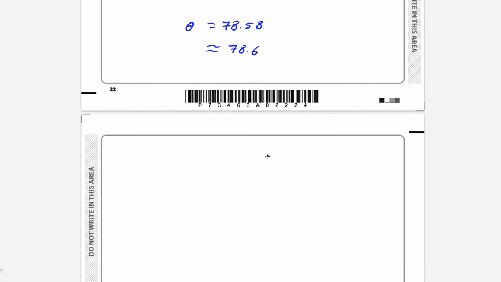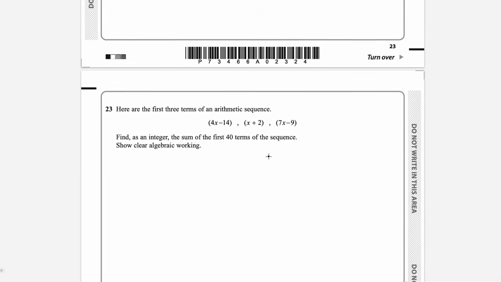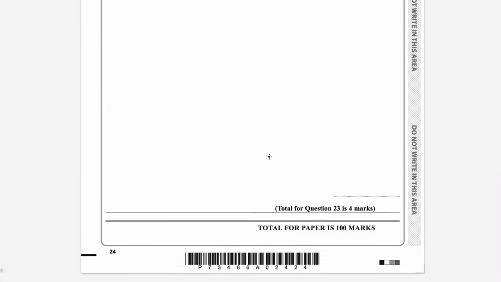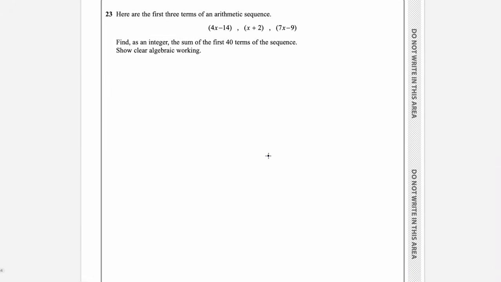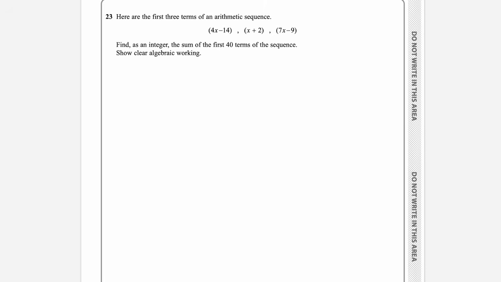Difficult question, guys. Question 23, and I think this is the last question. Here are the first 3 terms of an arithmetic sequence. Find as an integer the sum of the first 40 terms. Okay, so we're trying to find S40, guys. There's a formula for the sum of n terms. I'll just write it here. S of n is n over 2 times 2a plus n minus 1 d. This is given in the sheet at the start.